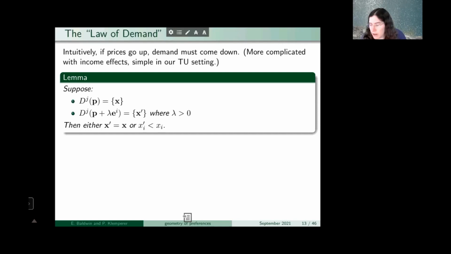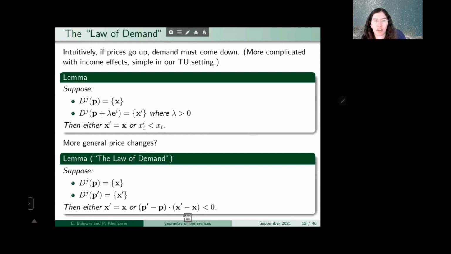Sometimes you might have a more general price change than that. So what's the more general version? Suppose you've got a price P at which you demand X. This is demanding uniquely, by the way. We're just looking at changes in demand between places at which demand is unique. We've got another price, P prime, at which demand is X prime. Then it must be the case that the inner product of the difference in price with the difference in demand is negative, if there's been a change at all. Either there's been no change, or this inner product must be negative. And it's not hard to see that this version implies the simple version, because then P prime minus P is just lambda e_i. And so it must follow that X prime_i must be less than X_i. So that's the law of demand, which I'll be referring to in the next few slides, but straightforward in the transferable utility case.